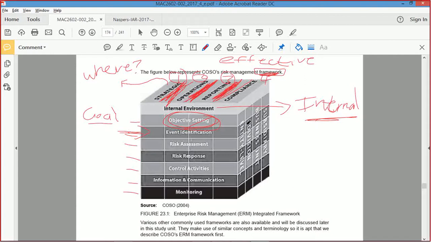So, can you control the equipment that you use? Yes, sir. Can you control the weather? No, sir. No, you can't.